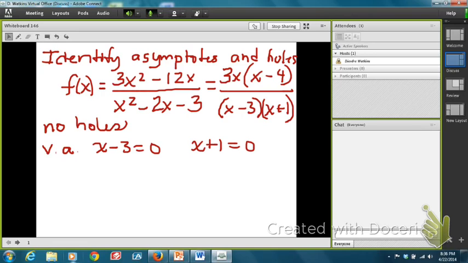And you're going to solve both for x. Here you get x equals 3. Here you get x equals negative 1. So these will be your vertical asymptotes.